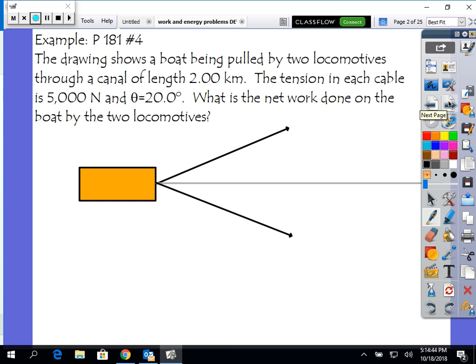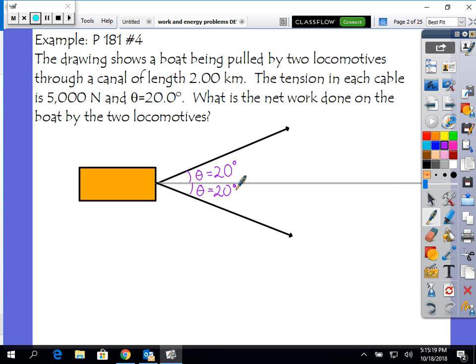So here's one that's a little bit more complicated, perhaps. The drawing shows a boat being pulled by 2 locomotives through a canal of length 2 kilometers. The tension in each cable is 5,000 newtons, and theta is 20 degrees. That theta, let me put that in here. It's this angle. This one is also the same angle, 20 degrees. What is the net work done on the boat by the 2 locomotives?